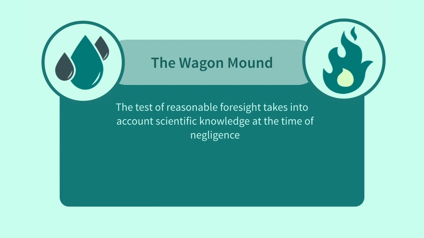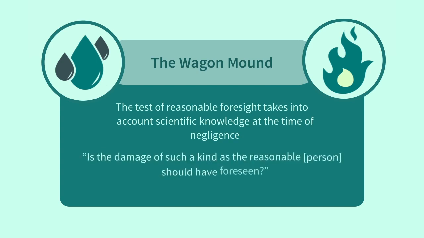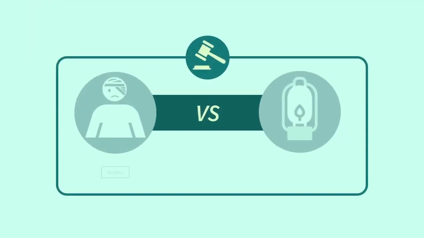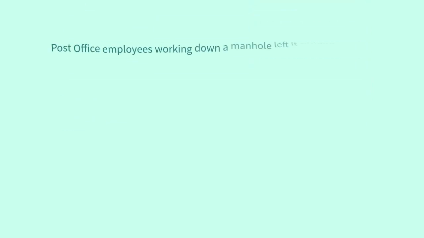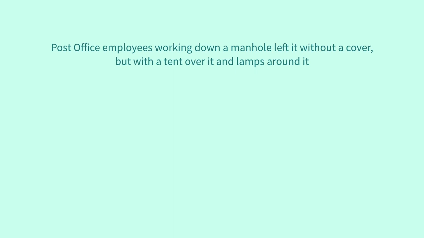The question to be asked in determining the extent of liability is: is the damage of such a kind as the reasonable person should have foreseen? This does not mean that the defendant should have foreseen precisely the sequence or nature of the events. This is illustrated in the case of Hughes v. Lord Advocate, where employees of the post office who were working down a manhole left it without a cover, but with a tent over it and lamps around it.